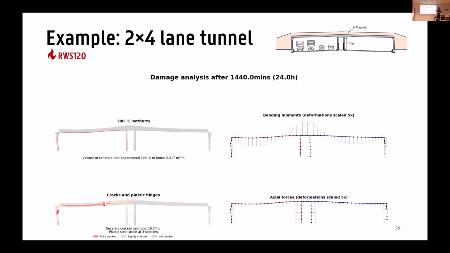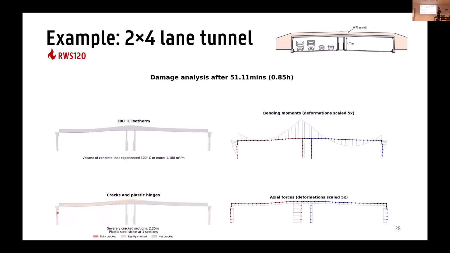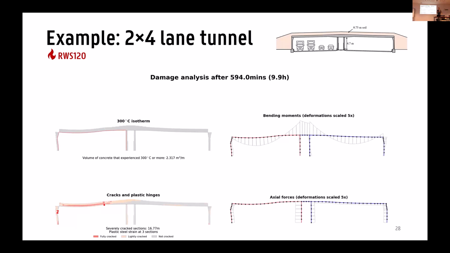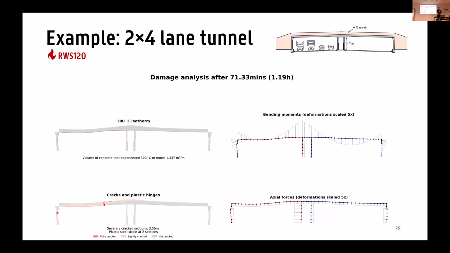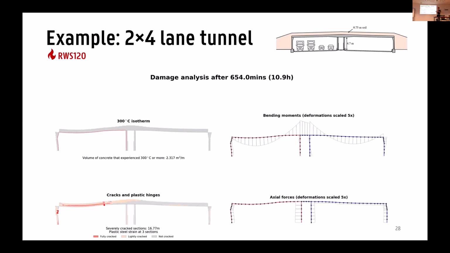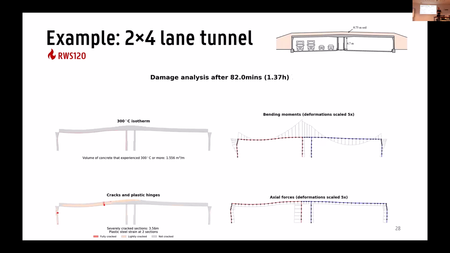But then on the upper left, we get the 300-degree isotherm, which you can use to say something about the repair works that are needed to the tunnel, because 300 degrees is typically what you use to say everything that was heated above 300 degrees, you have to remove and repair. And we can also quantify how much that is. But I think the most interesting graph is on the bottom left, where we actually show where the cracks are forming and also the formation of some plastic hinges.